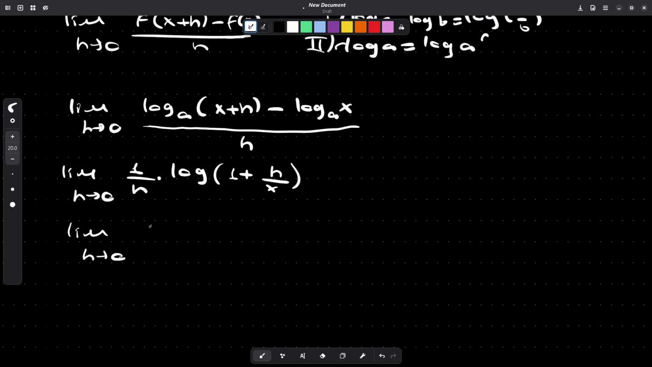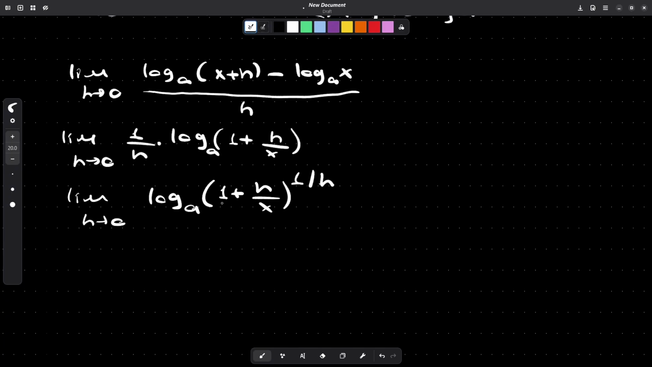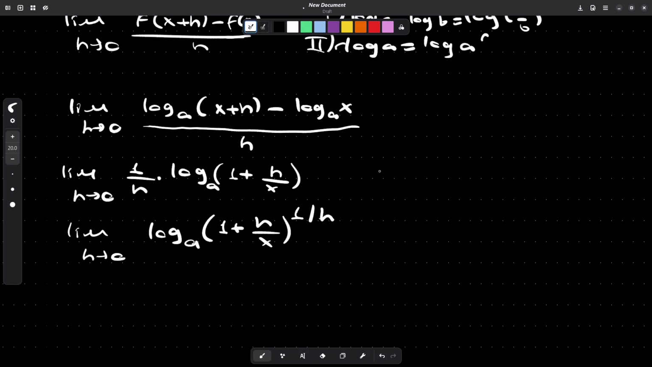As h approaches 0, log base a, I forgot the a here, of 1 plus h over x, to the power of 1 over h. The reason I did this is I have a special limit. Do you remember? As x approaches 0, 1 plus x to the power of 1 over x. This limit is e. This was a special limit for us.